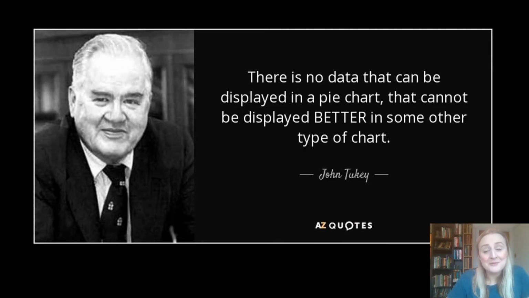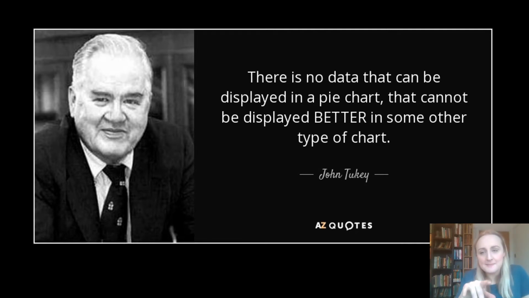Unfortunately, not everyone is a fan of pie charts like Playfair was. Have a look at this quote. "There is no data that can be displayed in a pie chart that cannot be displayed better in some other type of chart." So not everyone likes pie charts, and in fact, I'm not a fan of pie charts myself. I understand Playfair's original idea. I get what he was trying to get at, but pie charts can be pretty useless.